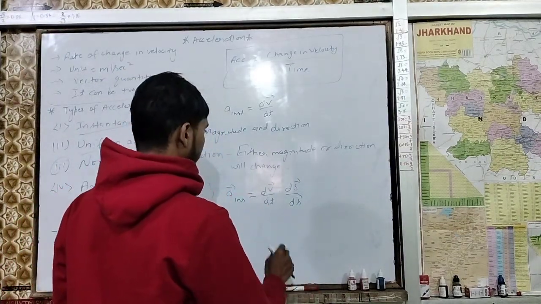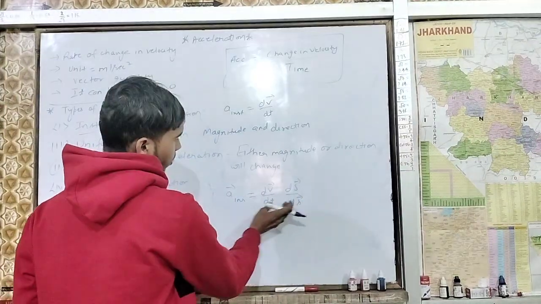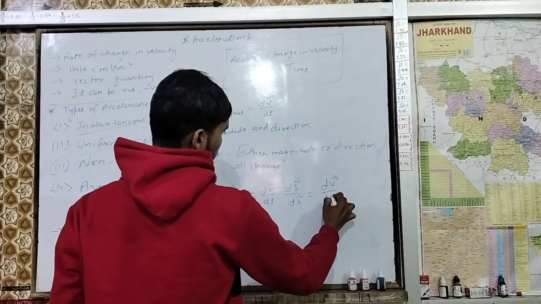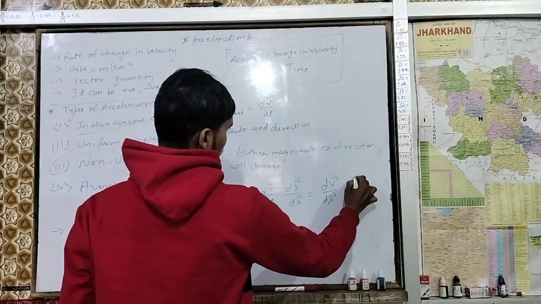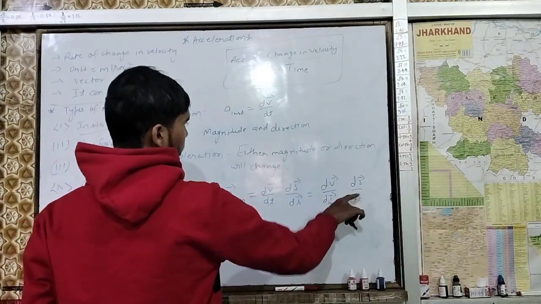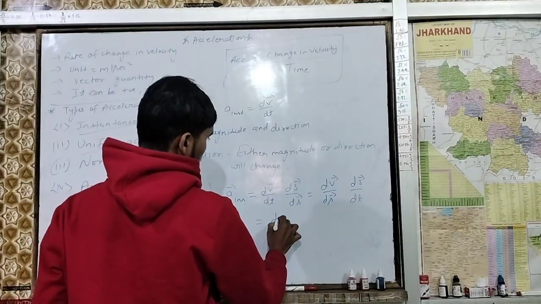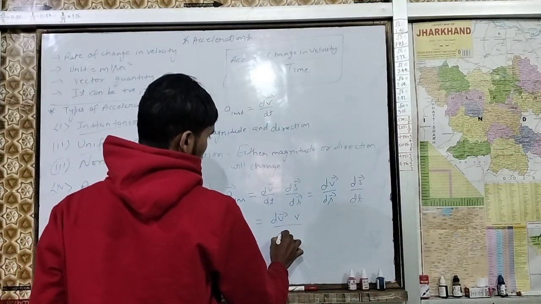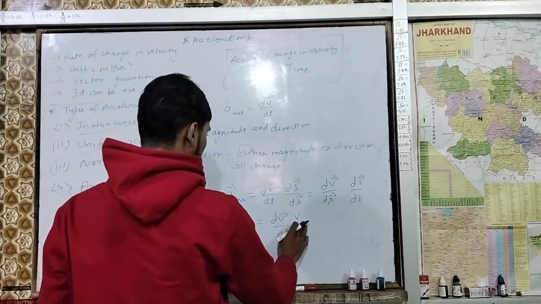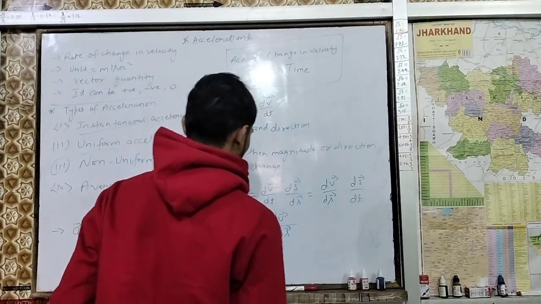So ds upon dt. Can you change this over here and this over here? Then it will become dv upon ds into ds upon dt. So ds upon dt is a velocity. So it can be written like this: v dv upon ds. Clear?